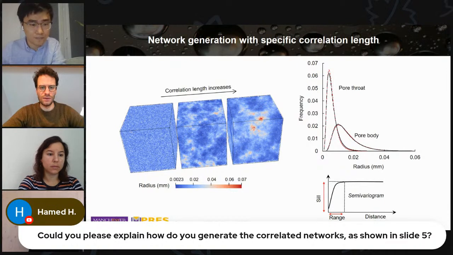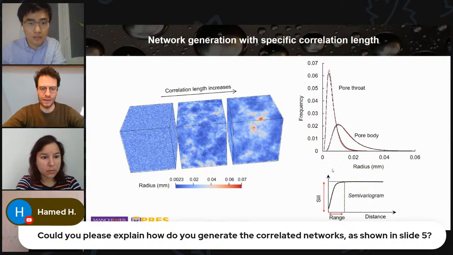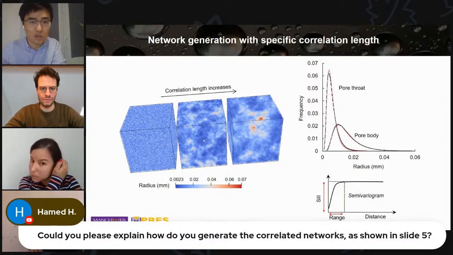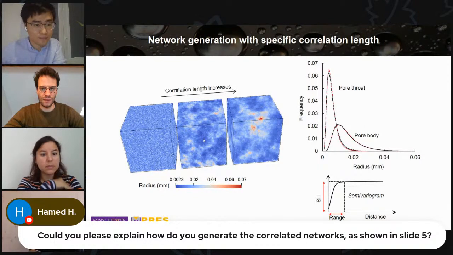Yeah. Did you also analyze the semivariogram for real, let's say, experimentally based networks? We didn't analyze the experimental one, but for the generated network, we use the semivariogram to validate it, to retest whether the correlation length is as we expect or not. Okay. Yeah, it could be a nice idea to compare it also to what you get in image-based networks to see how realistic these things are.